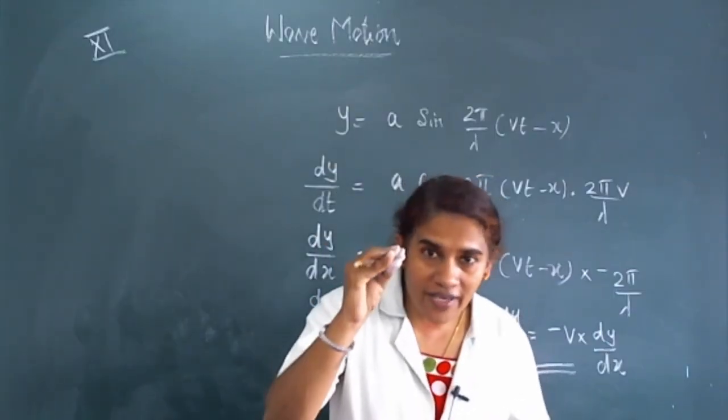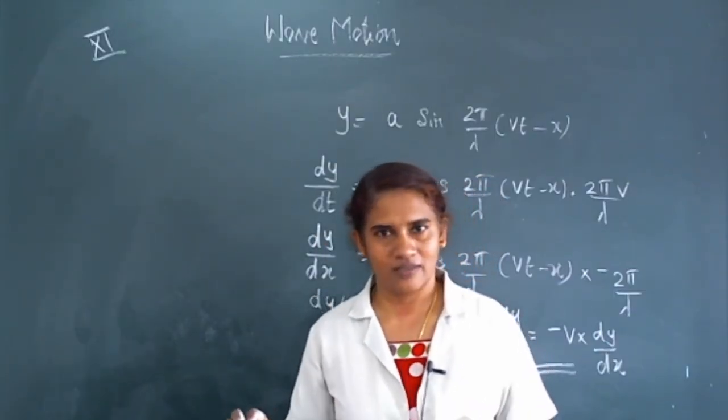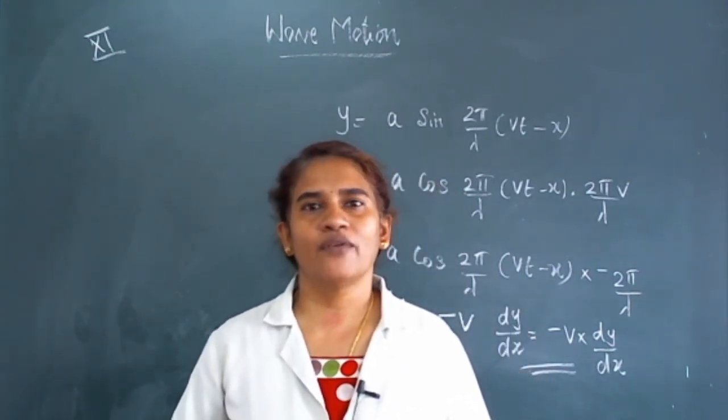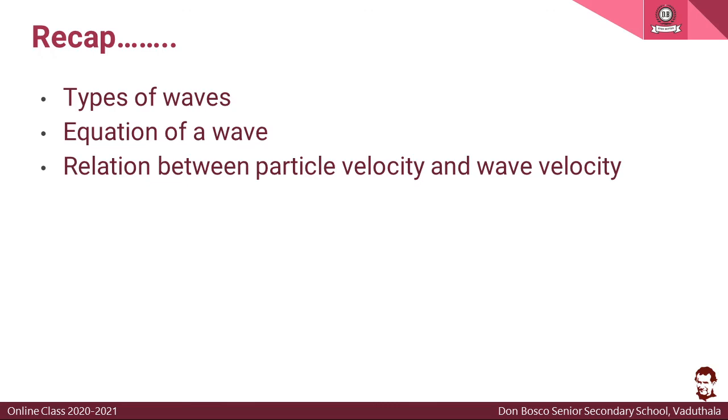So about waves we have studied something related to that. With that, going to wind up today's class. Just recap: different types of waves we have studied, then the equation of a wave and its various forms, also the relationship between particle velocity and wave velocity.